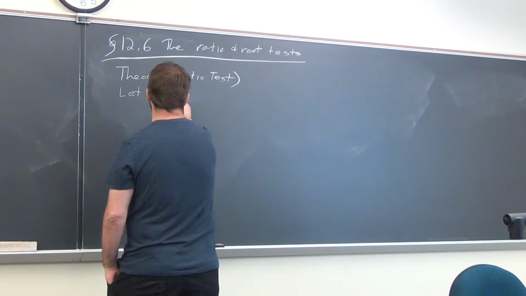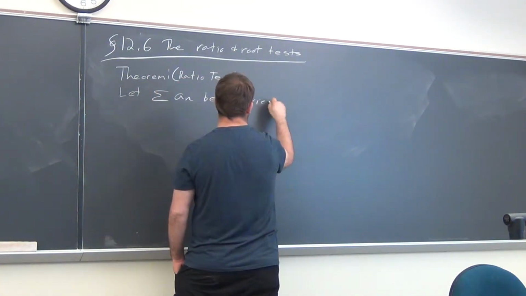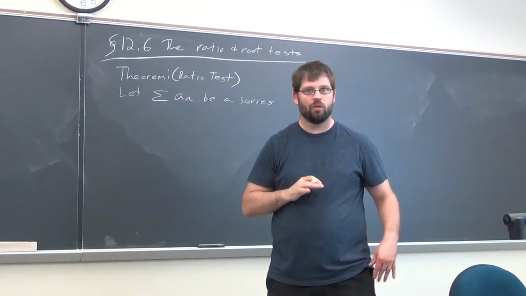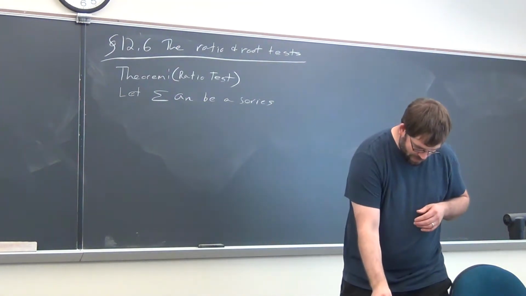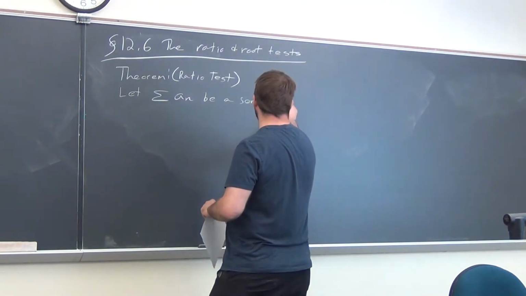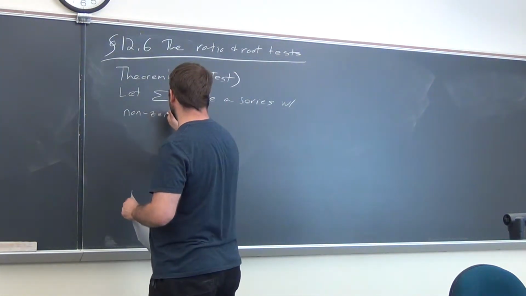So let a sub n be a series. No assumption that the terms are positive or whatever. We don't need it to be an alternating series. It's just any arbitrary series. And we do want non-zero terms.